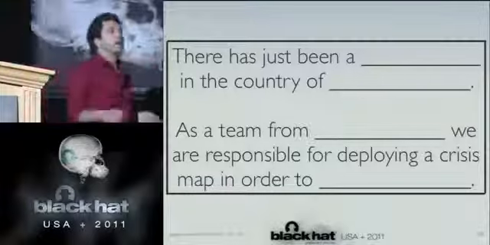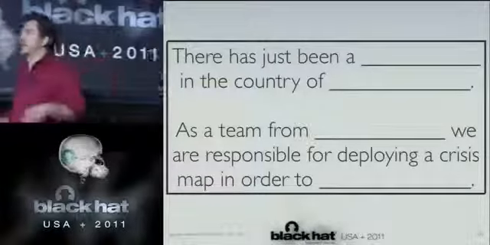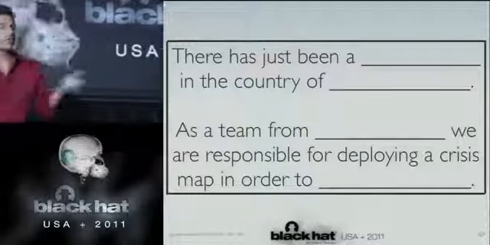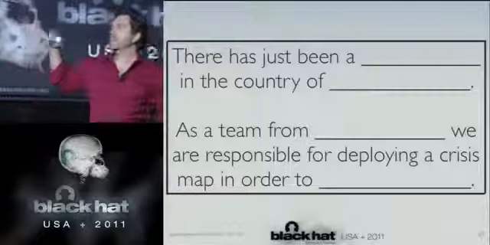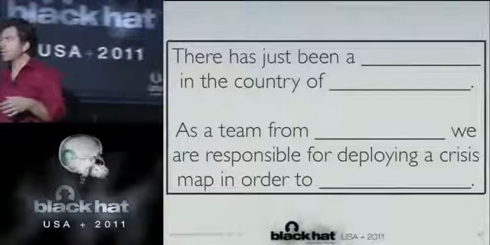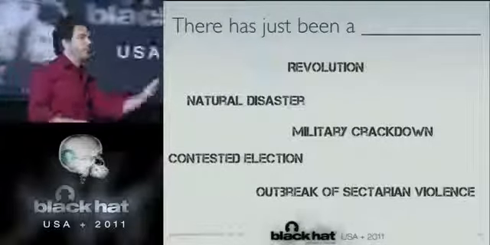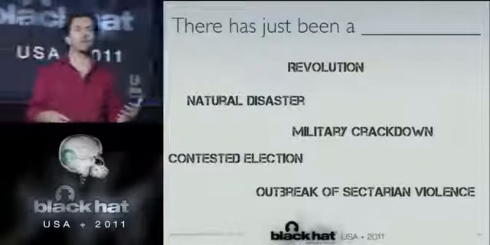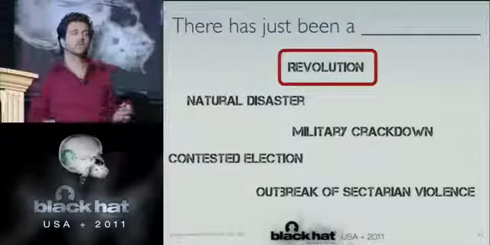And the kind of fill-in-the-blank Mad Lib style setup is, there's just been a blank in the country of blank. It could be a natural disaster in the country of Bahrain. It could be an earthquake in Haiti. As a team from somewhere, on the ground, NGO, online, we're responsible for deploying a crisis map in order to do something helpful. So when we think about the different options, there's just been a blank. There are a lot of different things that we could talk about. One of the ones that's really been in the news lately is we've got lots of revolutions.